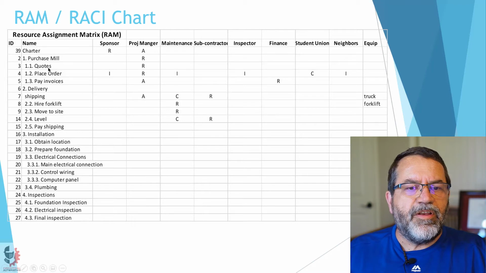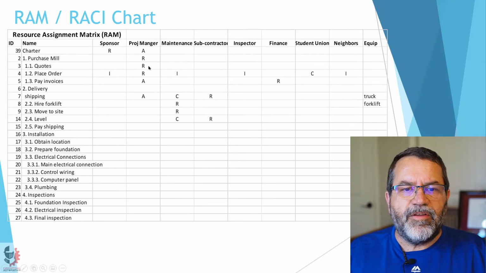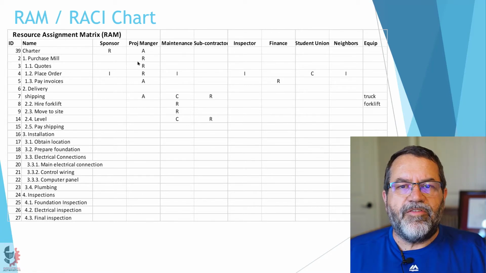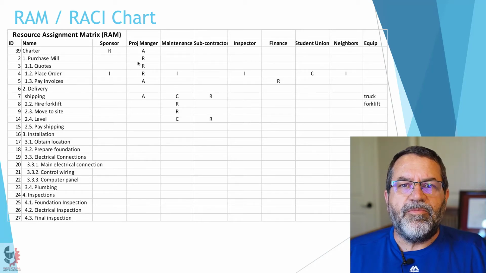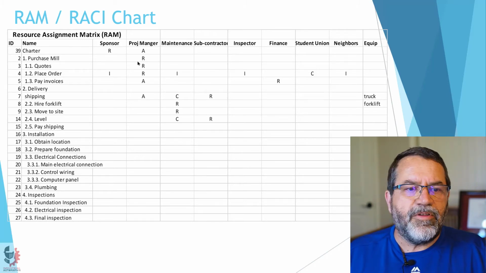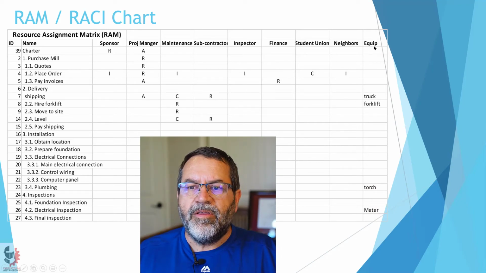For example, up here in getting quotes, it's not such a big deal and doesn't need involvement from a lot of people, so the project manager does that. He doesn't consult or inform anyone else. The idea is not to populate this chart 100%. The idea is to use this to help you keep track of who needs to be involved in which activity and at which point. And over on the side here, I've got an equipment list. And I don't want to list every single little piece of equipment that's going to be involved.